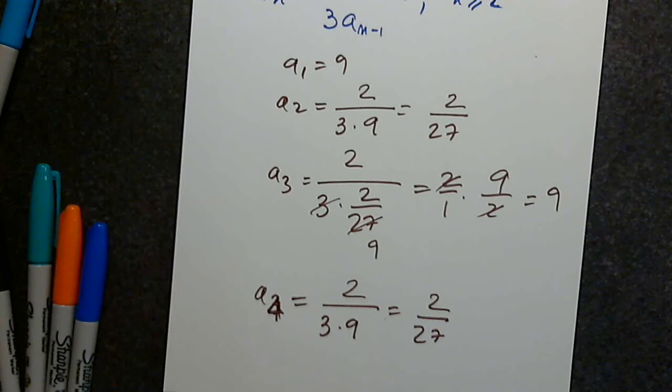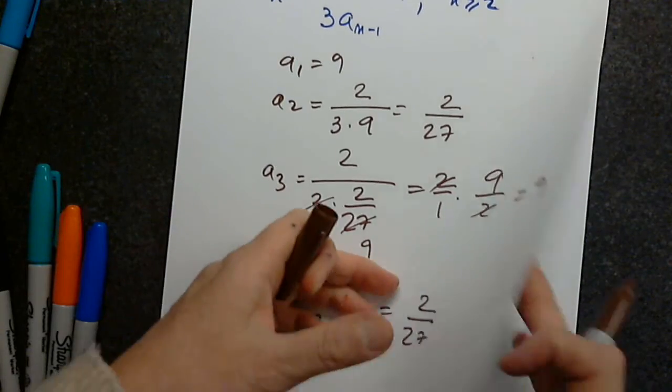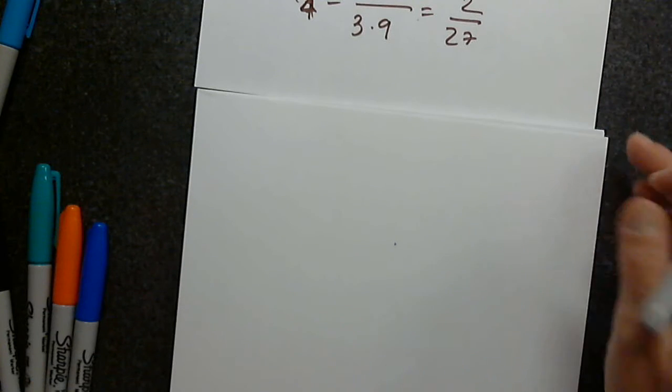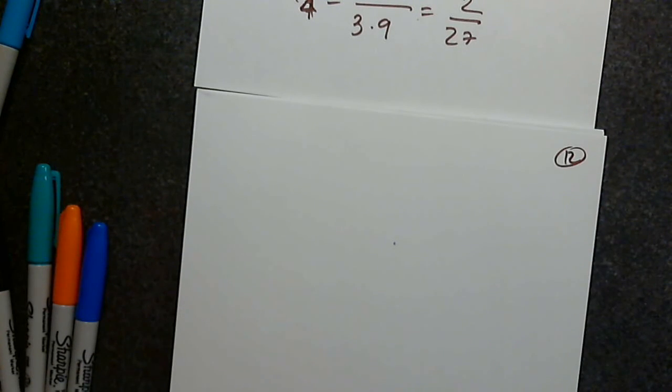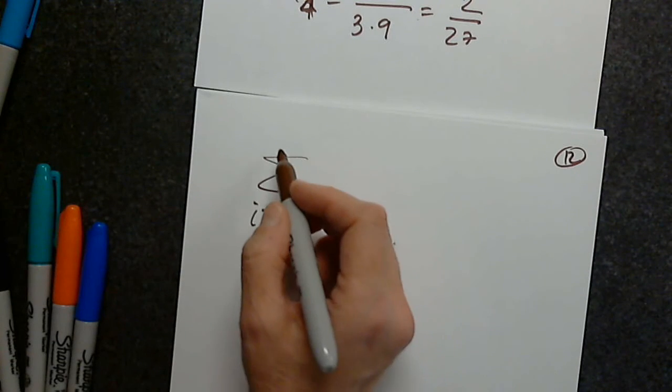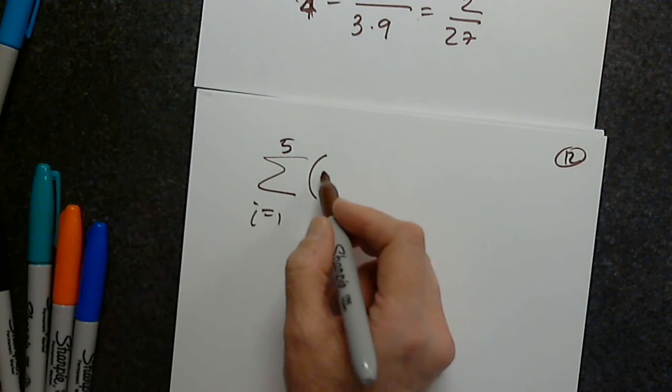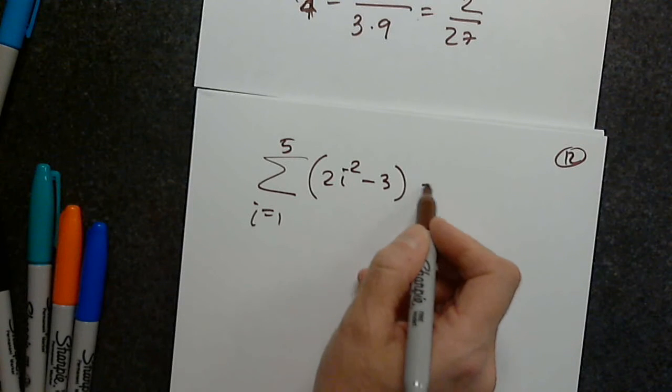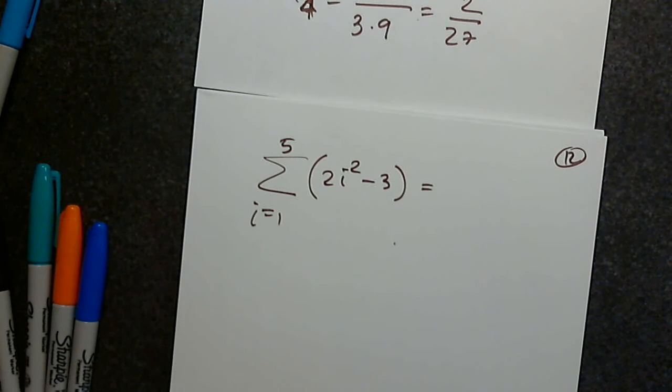Oh, nope. Find each indicated sum, and then use the summation notation for the next problem. Ready? So let's say we want to find the sum from i equals 1 through 5 of 2i squared minus 3. How many terms does this have? 5. 1, 2, 3, 4, 5.